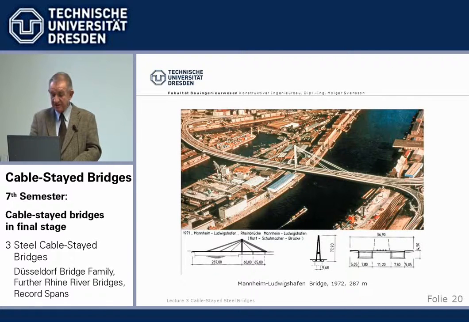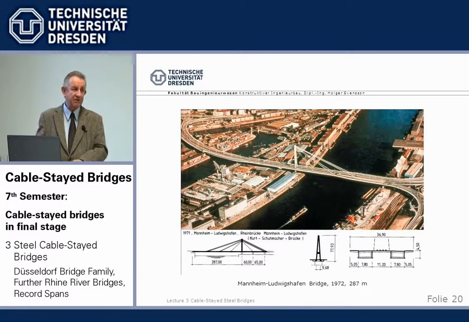Next interesting one is Mannheim-Ludwigshafen across the Rhine River. This is the first, what I call hybrid cable-stayed bridge. Hybrid, meaning we have different materials over the full length of the main span and the side span. Typically, we have a light steel beam as a main span, and we have a heavy concrete beam at the side span. So we can anchor the weight from the main span to the heavy weight of the concrete beam.